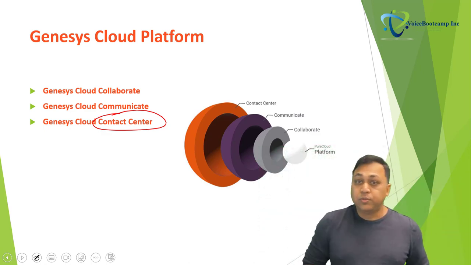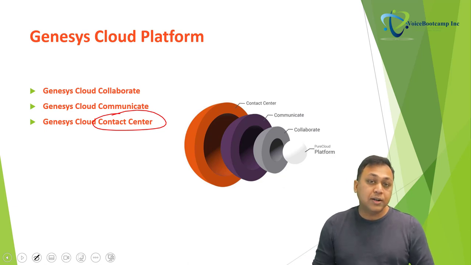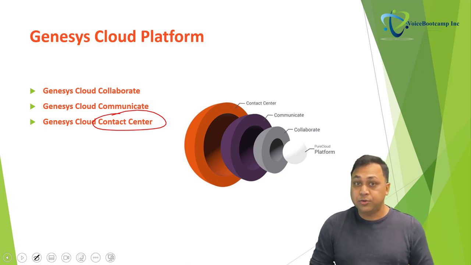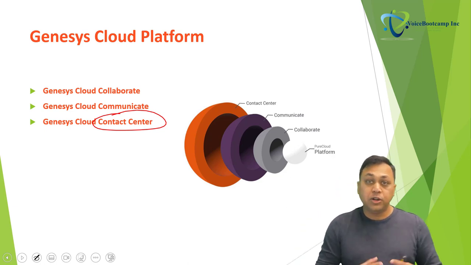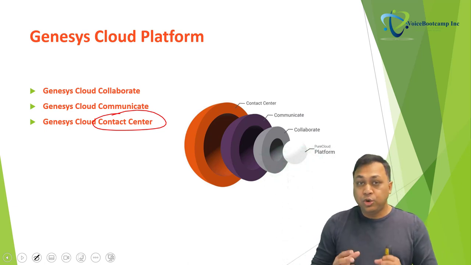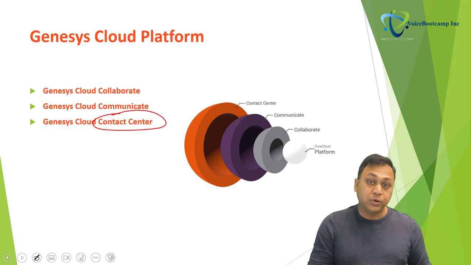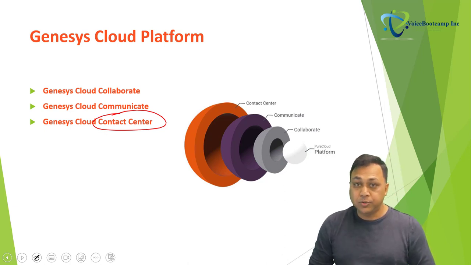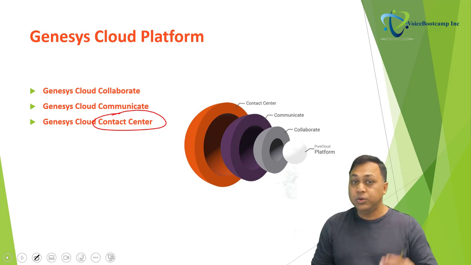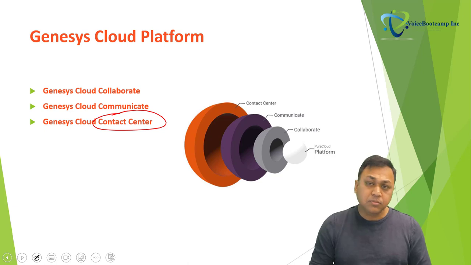Genesys Cloud Collaborate allows you to organize your users into appropriate groups, and each one of those groups will have its own chat room. If I create a group called sales, and assign 10 people into that sales group, those 10 people will be able to collaborate with each other via the group chat room. They can also create what we call a document workspace, which means they can share documents within that group as well.